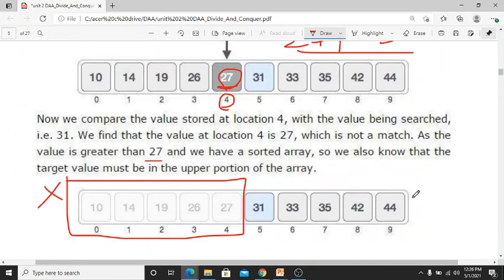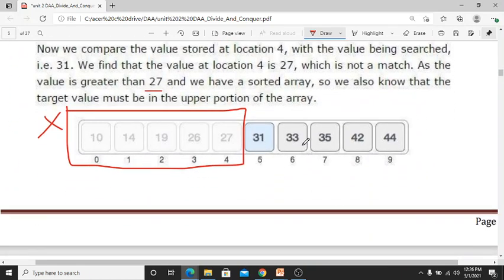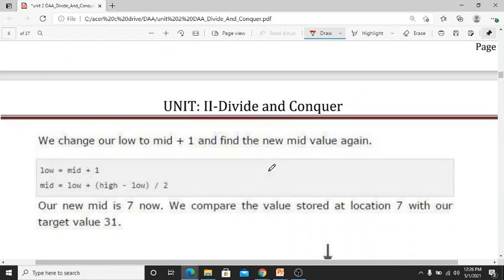So whatever we have now, 31, 33, 35, 42, 44, on this we need to search the same operation. So for the same operation, what is our low now? Low is 5. And what is high? High is the same, 9. Again we need to apply the formula.